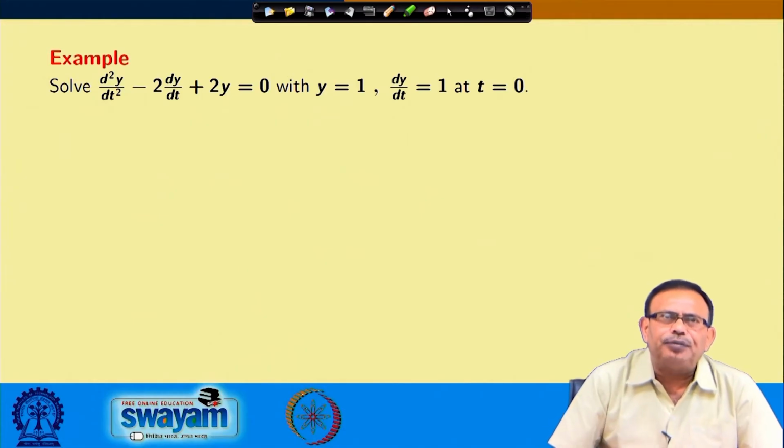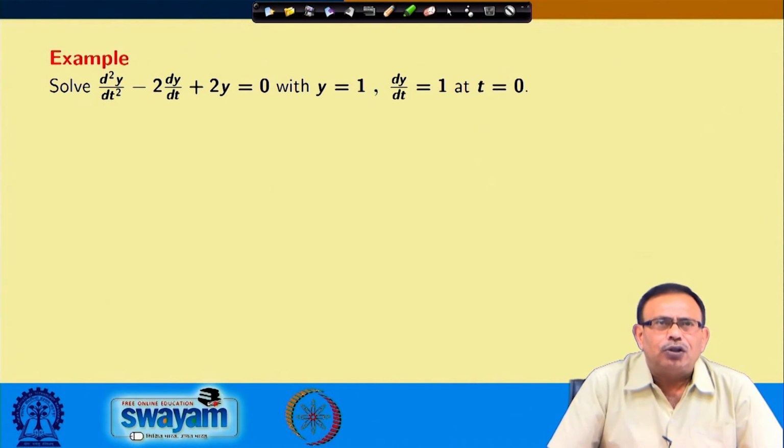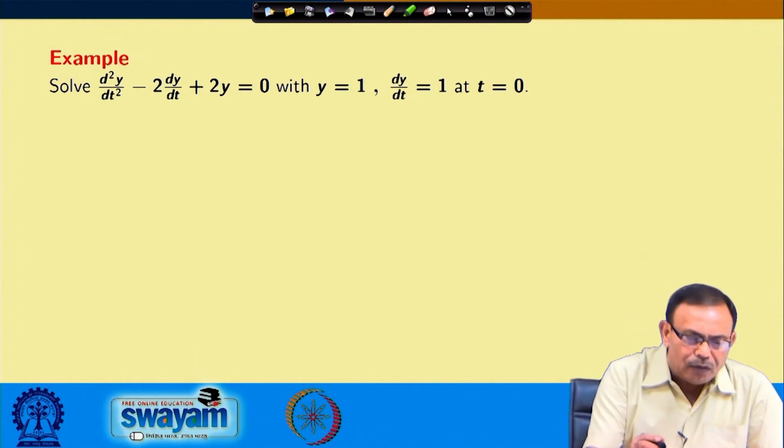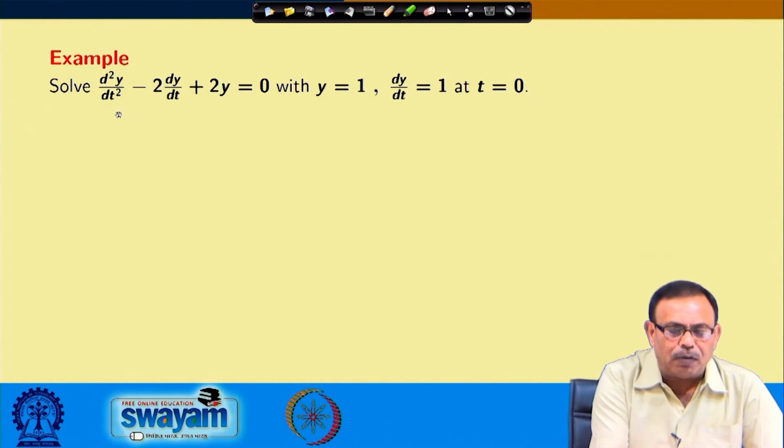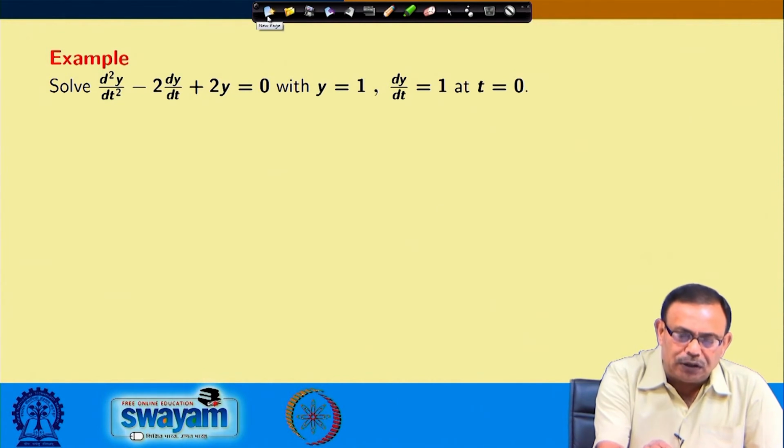Next, another problem: solve d 2 y dt square minus twice dy dt plus 2 y equals 0 with y equals 1, dy dt equals 1 at t equals 0. So, I will take Laplace transform on both sides of the given ordinary differential equation. I will obtain Laplace transform of y double dash minus twice into Laplace transform of y dash plus 2 into Laplace transform of y equals 0.